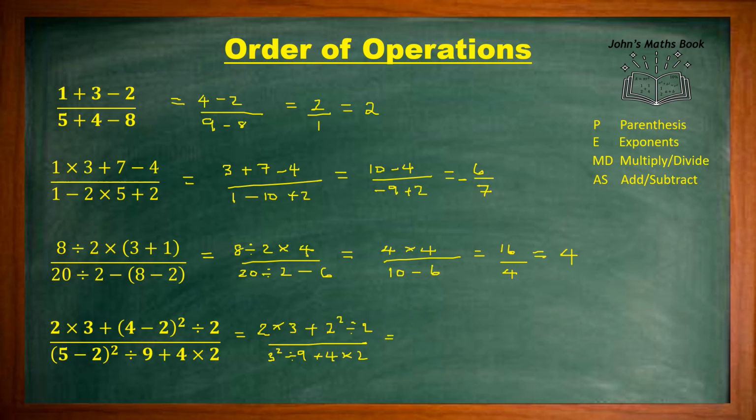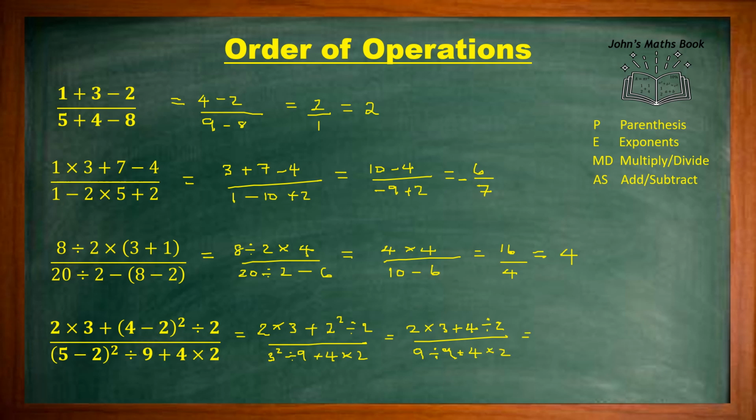So back to the numerator. So now in the numerator, we have a multiplication, addition, division, and an exponent. So we need to do the exponent next, because that comes next. So that becomes 2 times 3, and 2 squared is 4, plus 4 divided by 2. And that's divided by 3 squared divided by 9 plus 4 times 2. So we have another exponent here, so we need to do that first. So 3 squared is 9 divided by 9 plus 4 times 2.